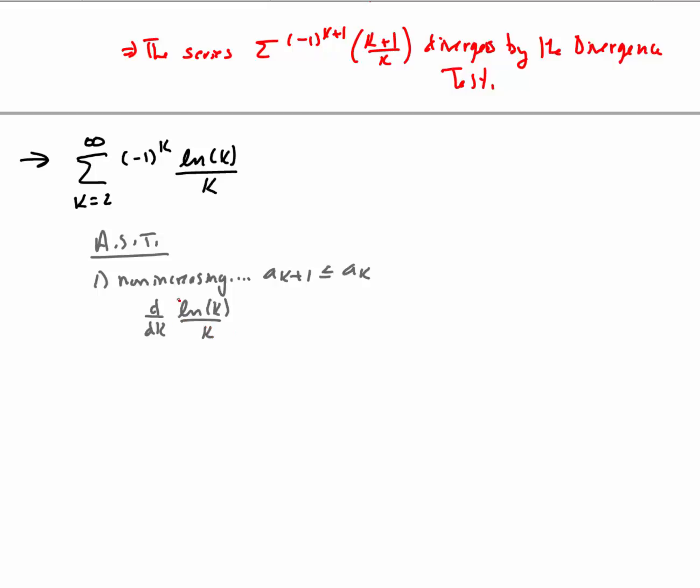So this is going to be a quotient rule, so I have the bottom times the derivative of the top minus the top times the derivative of the bottom all over the bottom squared. So my derivative then is k over k cancels, so I'm left with 1 minus ln of k all over k squared. Now remember, we want to show that this is negative. Well, if we start with 2, the natural log of 2, well actually let's start with the natural log of 1. The natural log of 1 is 0.